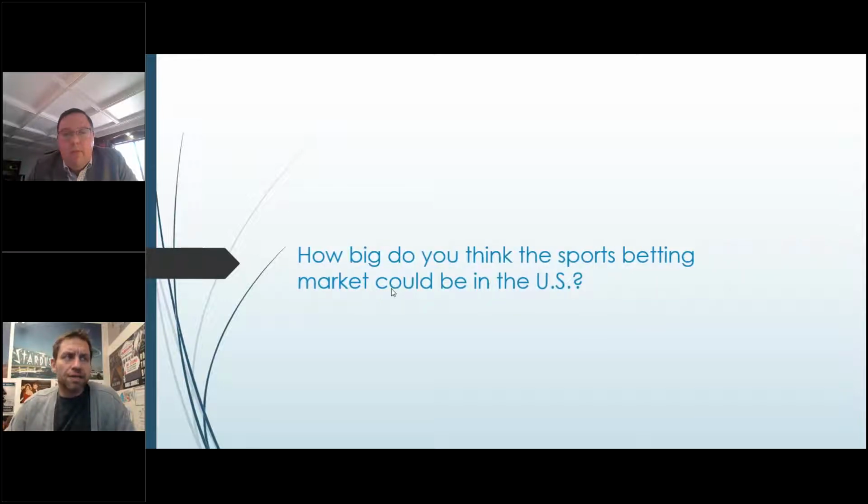Interesting. So how big do you think the sports betting market could potentially be in the United States? Yeah, well, from the papers that we've looked at that were out there, we've seen estimates ranging in the $6 billion to the $12 billion range.